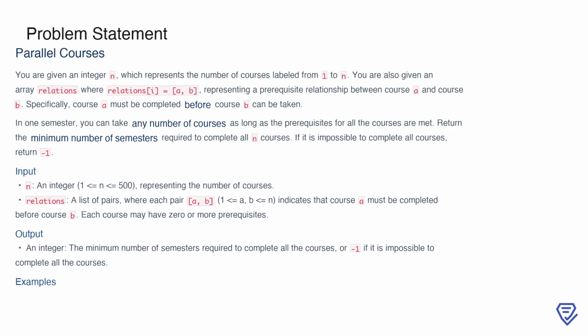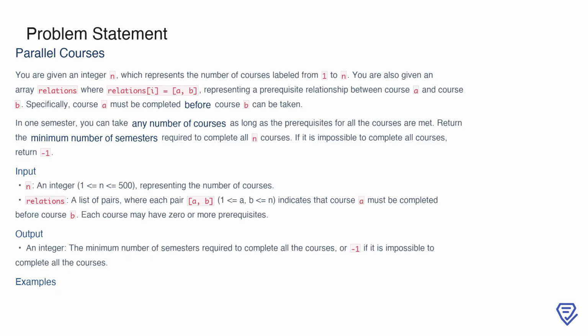Imagine you have a total of n courses, numbered from 1 to n. Along with this, you're given a list of prerequisite relationships, where each pair, A, B, means that course A must be completed before course B can be taken. The challenge is to determine the minimum number of semesters required to finish all courses, assuming you can take any number of courses in a semester as long as their prerequisites are satisfied.